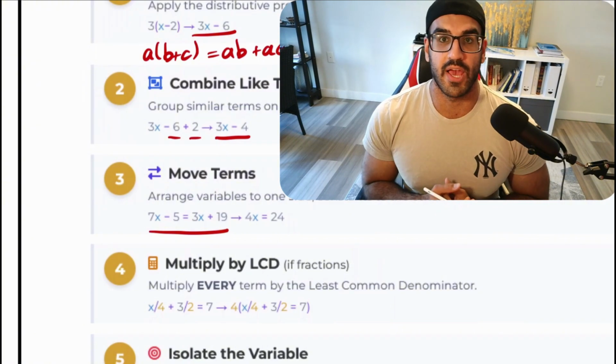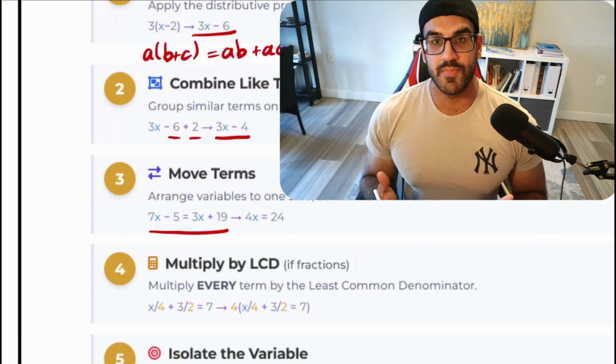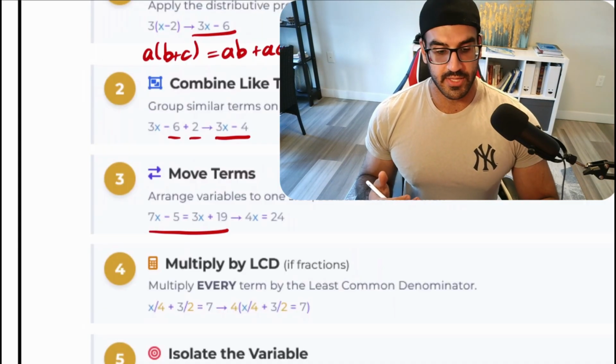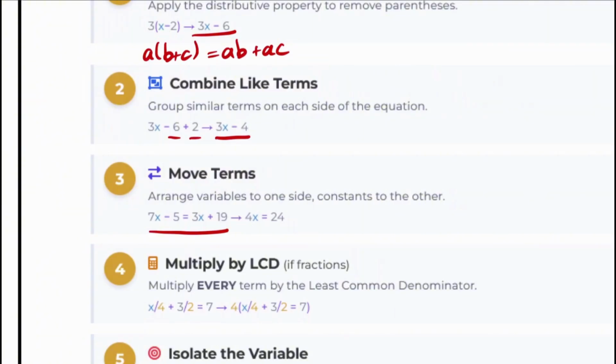So somehow we have to get rid of it, right? It would be better to move one variable from one side to the other side. On that point, as you can see in this question, I have 7x subtracted by 5 equals 3x plus 19. So the very logical way is that I have to move the 3x to the other side.